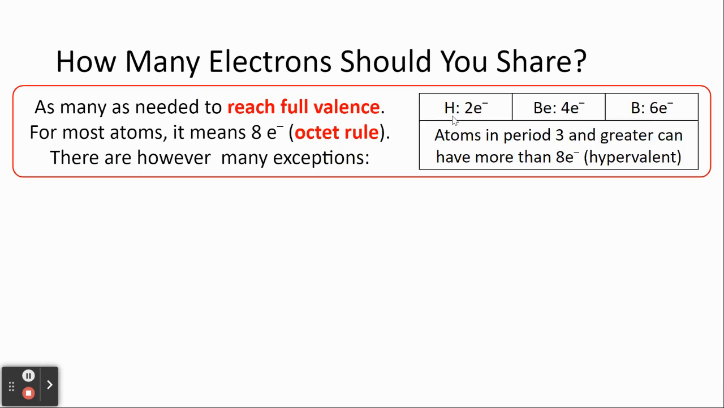Now, some exceptions. Hydrogen doesn't follow the octet rule. It's stable with 2 electrons. Beryllium is stable with 4 electrons, and boron is stable with 6 electrons. Now, atoms that are in the third period, the third row on the periodic table or greater, oftentimes will have more than 8 electrons as their valence electrons, and we would refer to them as being hypervalent.